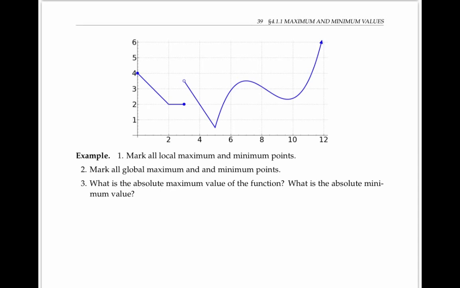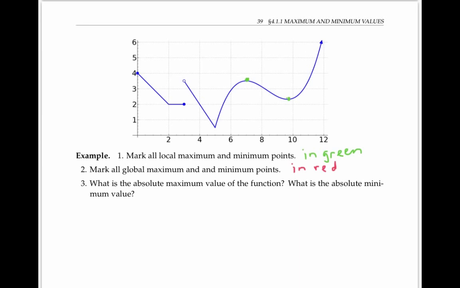I'm going to mark the local max and min points in green and the absolute max and min points in red. The function definitely has a local min here, since this is the lowest point anywhere nearby in an open interval, and there's a local max point here.